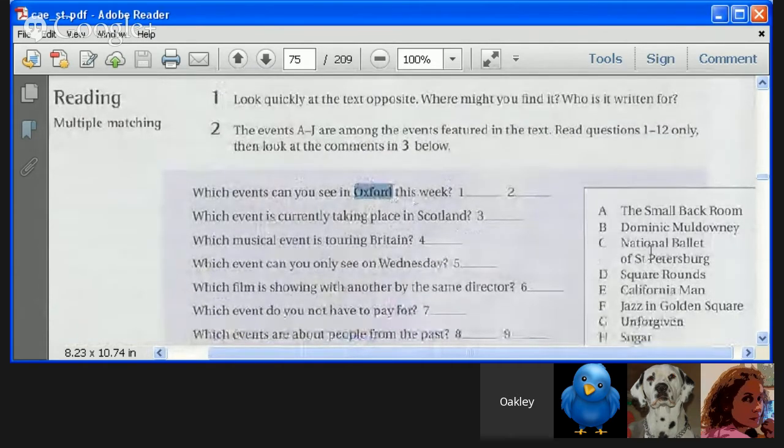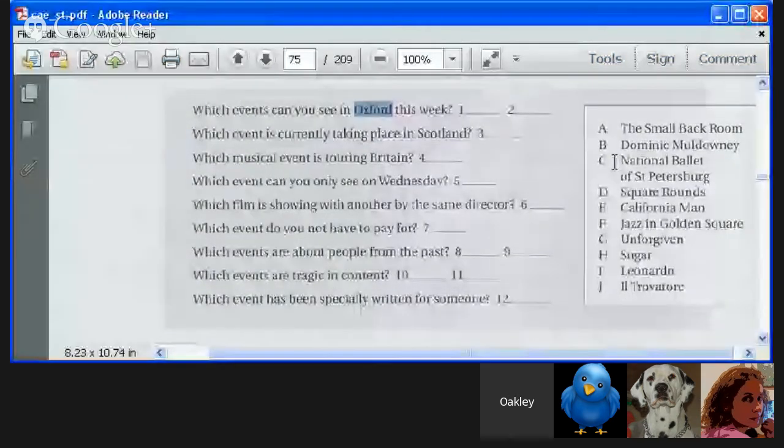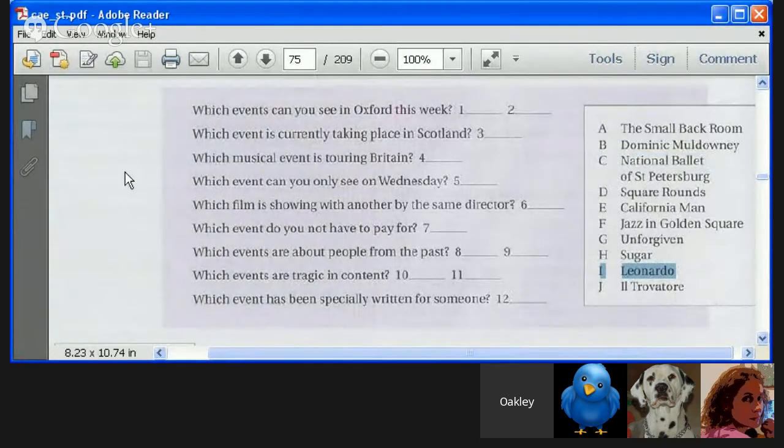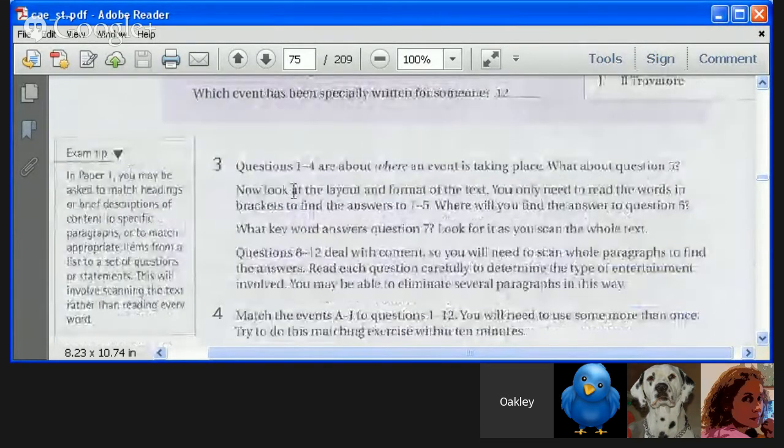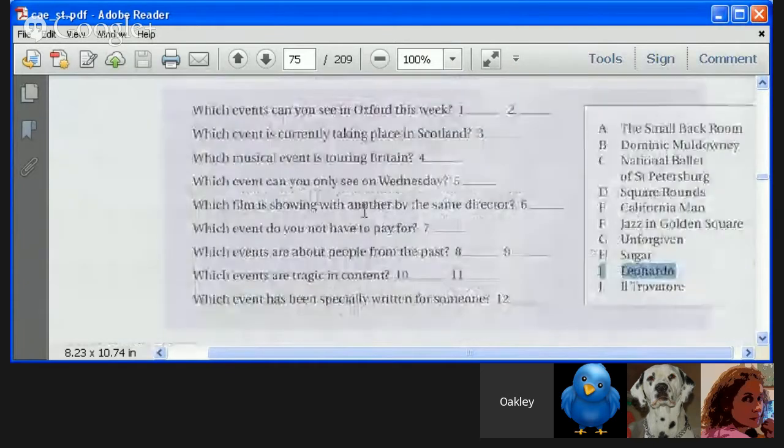Scan for the word, find the word. Here's the National Ballet of St. Petersburg and Leonardo. I will now design a helicopter. Here I go. I'm a hell of a feller. Yes. INC, not J.